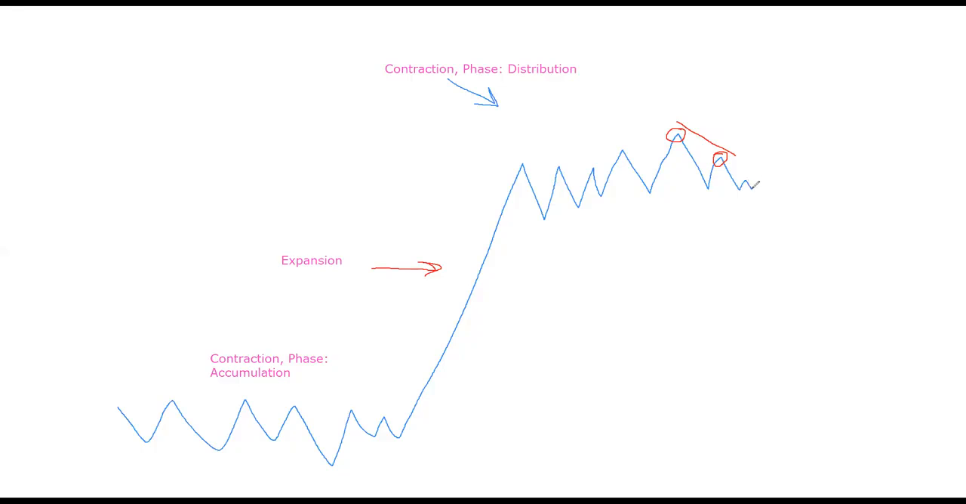Distribution will always lead into a downtrend, which will in turn lead back into what? What do you guys think this leads back into? So if the market moves in cycles, right? And we just had distribution into an expansion, what will this expansion lead to if accumulation leads to distribution? Contraction phase what? Accumulation. Perfect. I love it.